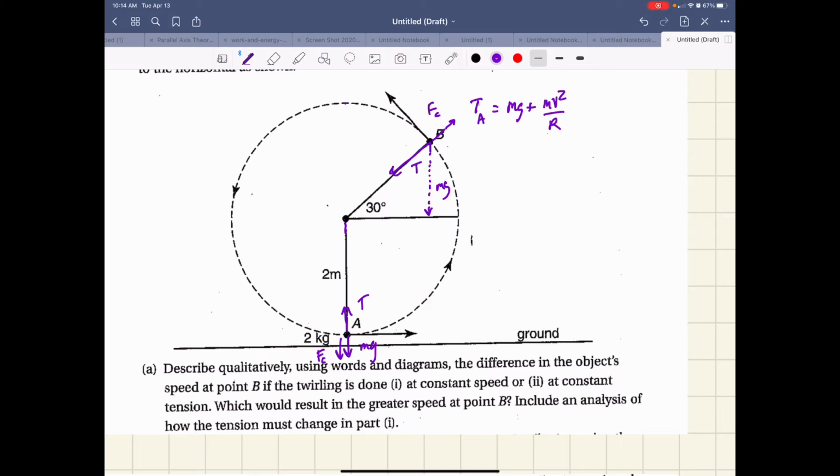So the gravitational force mg, there is some component of it that works this way. Not all of it, obviously, but some of it does work that way. So the tension at B is going to be a combination of these things. The component of the gravity that works this way is going to be mg sine 30. That's the one I have drawn in as dots. So the tension at B is going to be mv squared over r minus mg sine 30.